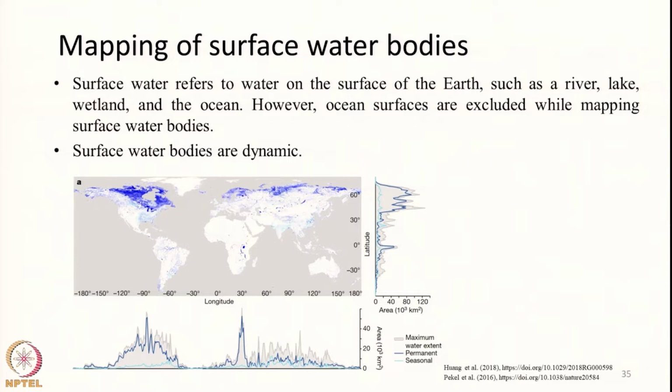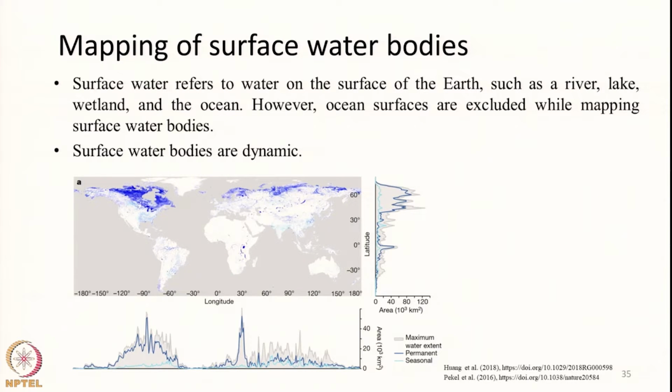So surface water refers to what is present on the top surface, like rivers, lakes, wetlands and oceans, but normally oceans will be excluded when people try to monitor surface water bodies, because our concentration will be on mapping and monitoring whatever is present within land, what we call inland water bodies, or the wetlands basically.